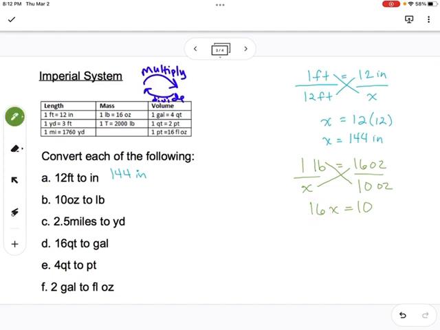You'll be dividing. Like we said, with our units, if you're going from the right to the left, you're going to divide. So we have 10 divided by 16. We get 0.625 pounds.